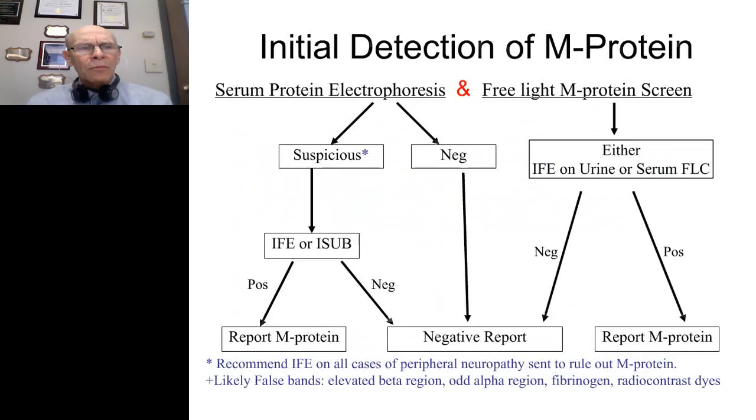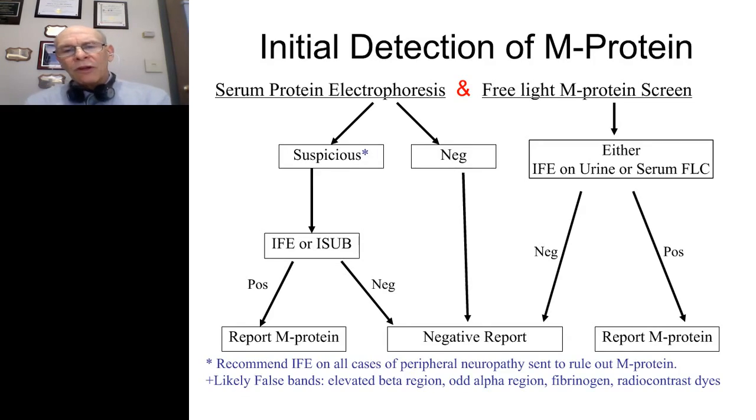So here's an algorithm to detect multiple myeloma that can be used. If a clinician suspects that a patient may have a process that is consistent with a monoclonal protein, both a serum protein electrophoresis and a test to detect monoclonal free light chain should be performed. The monoclonal free light chain test classically had been immunofixation on concentrated urine, but these days, as I just showed you, the serum free light chain test can substitute for that.